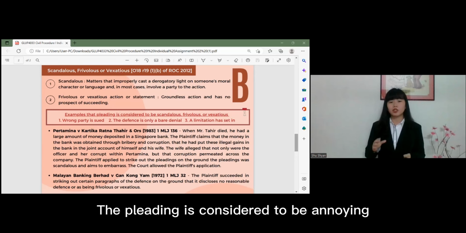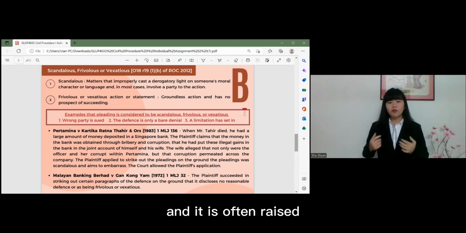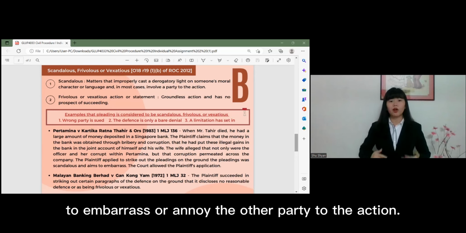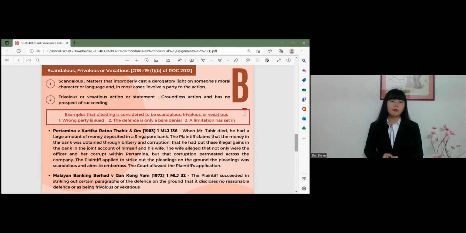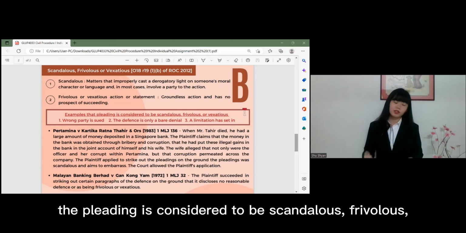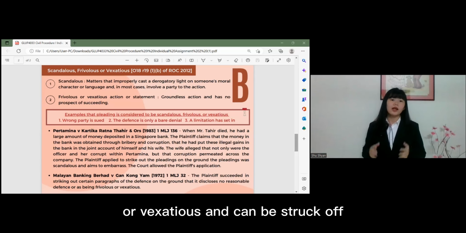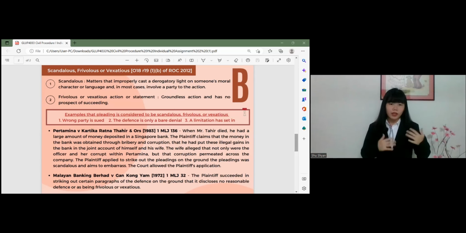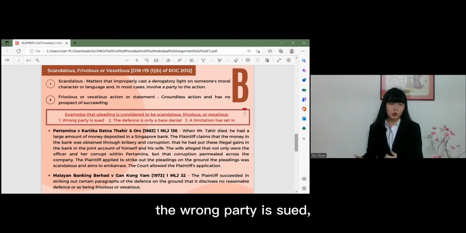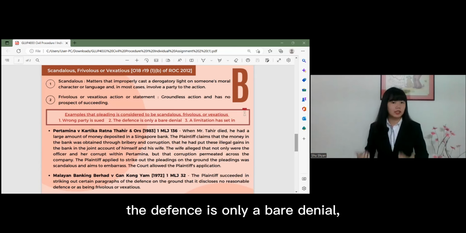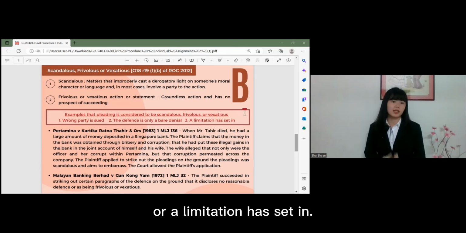The pleading is considered to be annoying, and it is often raised to embarrass or annoy the other party to the action. For example, the pleading is considered to be scandalous, frivolous, or vexatious and can be struck off if the wrong party is sued, the defense is only a bare denial, or a limitation has set in.